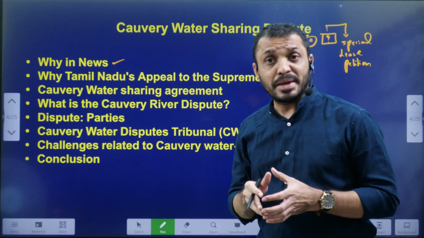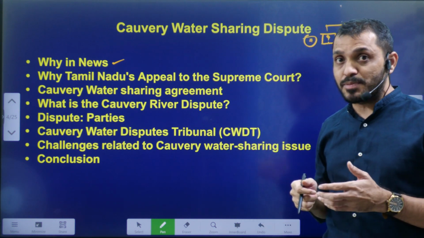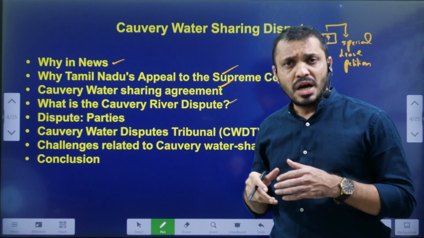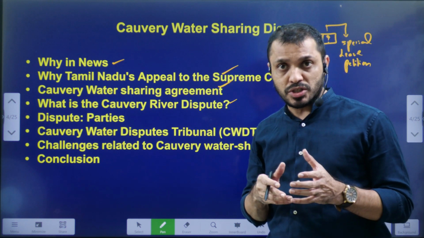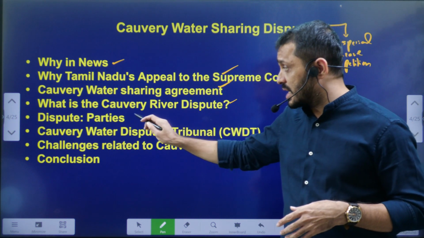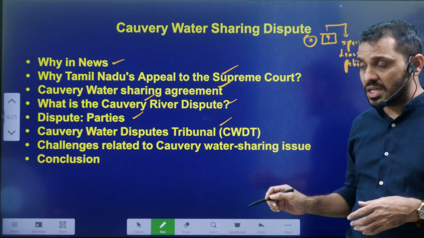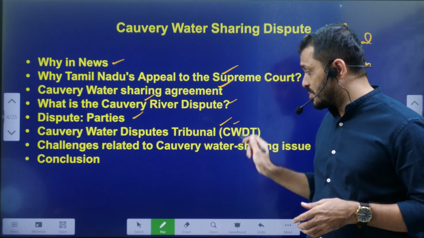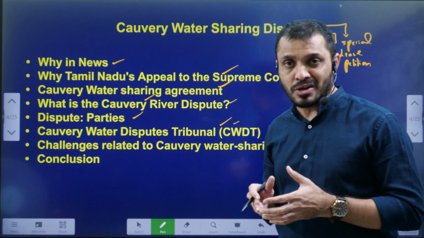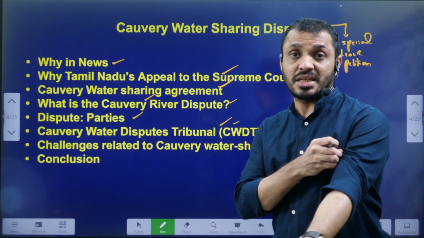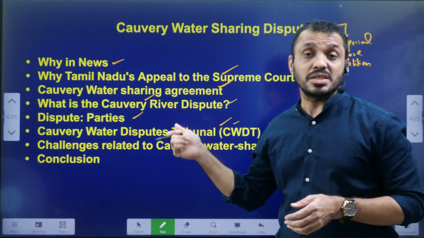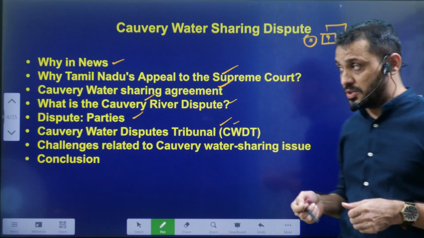Next, what is the appeal from Tamil Nadu and what is the explanation of Karnataka? We are going to check both of these. Then we will discuss how this Cauvery river dispute started, its origins, what the tribunal is saying, which parties are there, when the Cauvery Water Dispute Tribunal was formed, and what the challenges are regarding the implementation of the award given by the Cauvery Water Dispute Tribunal, that is CWDT. So these are the components we are going to discuss in today's video.